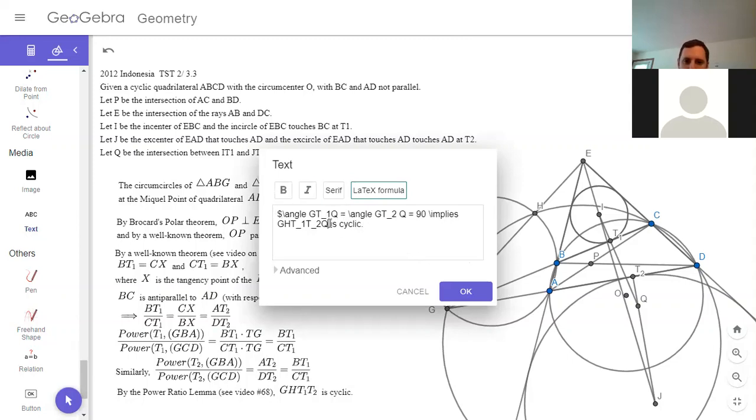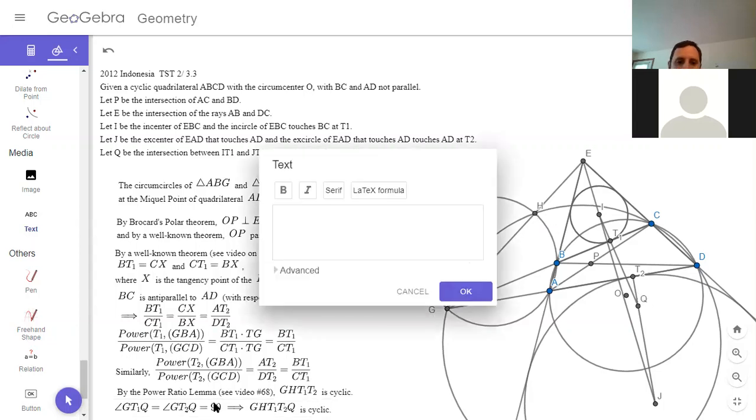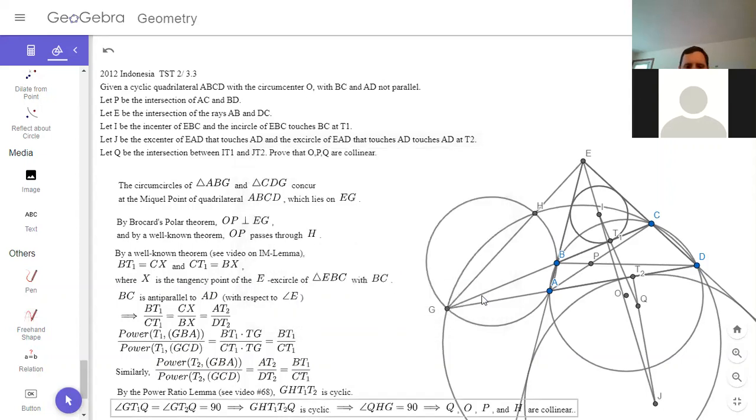All right. And if that's true, then angle QHG equals 90. And that means that Q, O, P, and H are collinear. So that is the last problem we will do.